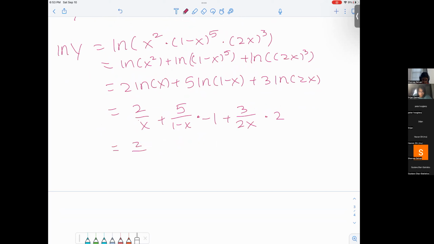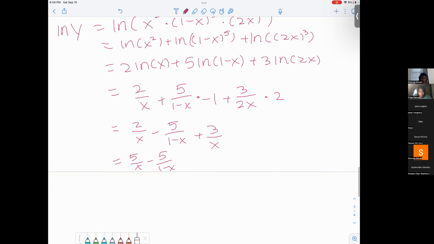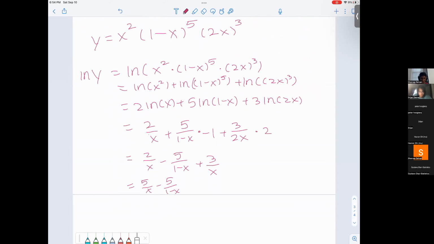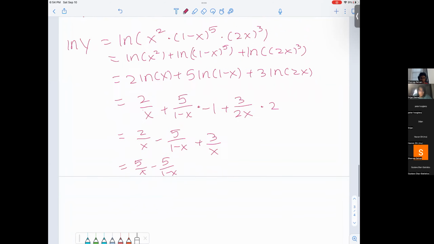Simplifying this down, you get 2 over x plus, or I guess we can write it as, 5 over 1 minus x plus 3 over x, which simplifies to 5 over x minus 5 over 1 minus x. But that's just the derivative of ln of y. Now, that's how you simplify down these ln functions into a nice form and then take the derivative. But that's the derivative of ln of y.